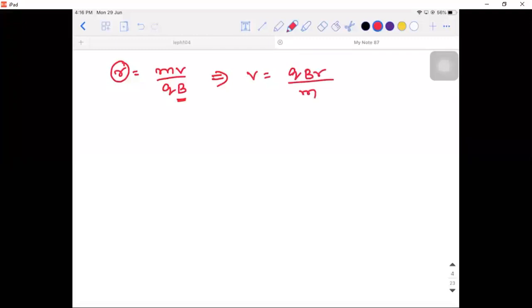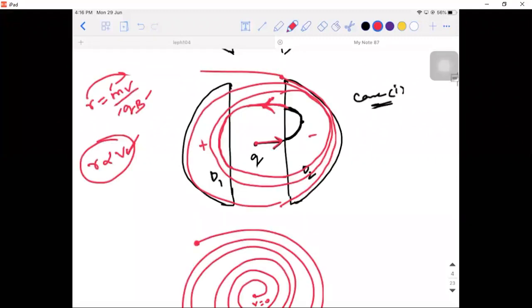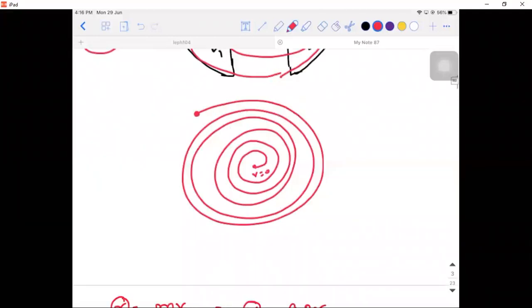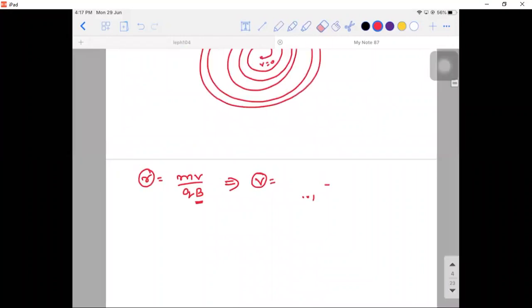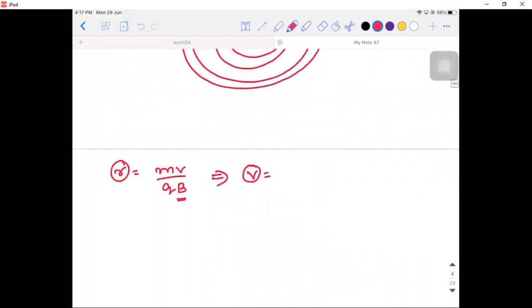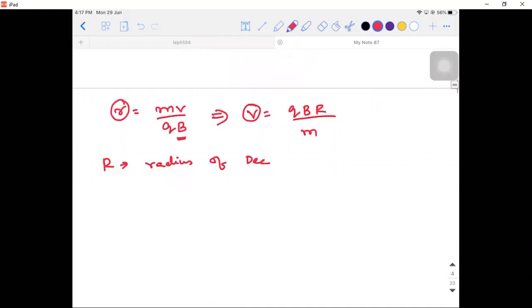Can you say this? QB into R. Now, which velocity are we concerned about? The final velocity with which the particle is going to come. When the particle is going to attain the final velocity, if the particle was initially placed at the center, what is going to be the final radius of the particle? The final radius of the particle will be the radius of one of the Ds. So I will write this as QB into capital R divided by M, where capital R is the radius of the D.